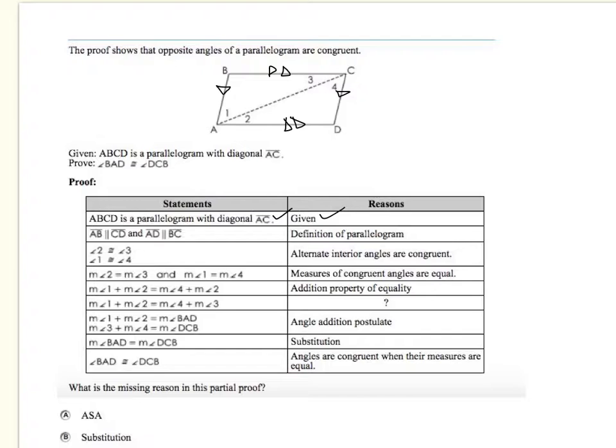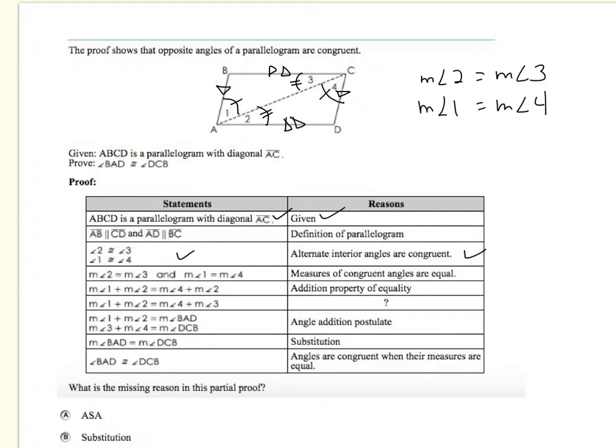Then it's saying angle 1 and angle 4 are the same, and angle 2 and angle 3 are the same. That's because of alternate interior angles, because we have these parallel lines cut by this other line. So we have these congruent angles. Then here's where the proof gets interesting. It says the measure of angle 2 is equal to the measure of angle 3, and the measure of angle 1 is equal to the measure of angle 4. That's basically because if the angles are congruent, they're the same measure.